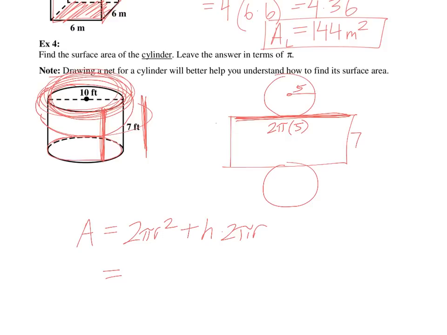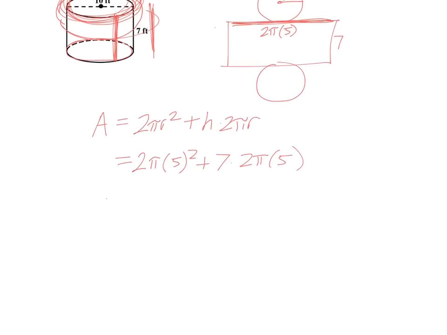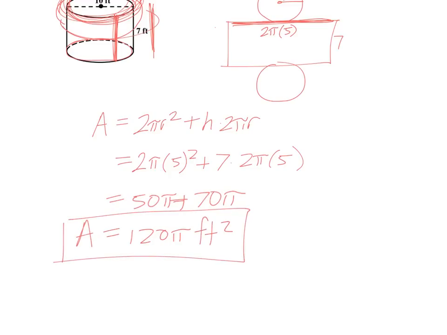All right, so let's figure out the area of 2 times pi 5 squared plus 7 times 2 pi times 5. Okay. So I have 25 times 2, 50 pi. Then I have 7 times 2, 14 times 5, 70 pi. So I end up with 120 pi for the surface area of the cylinder. That's going to be feet squared. Done. All right, on to the last example.